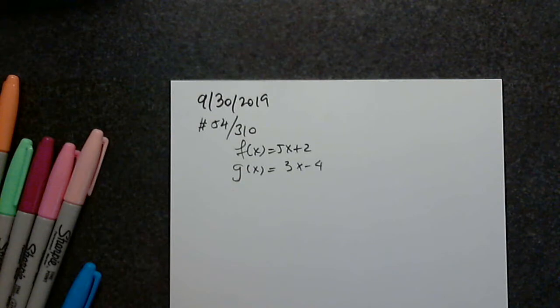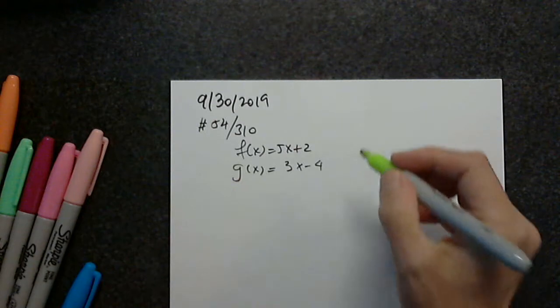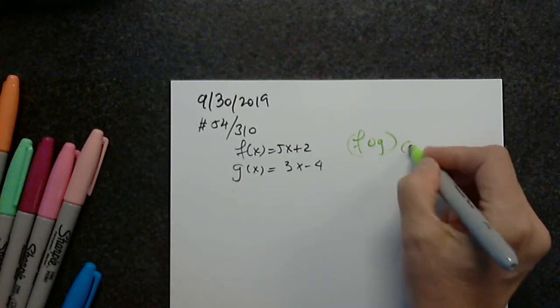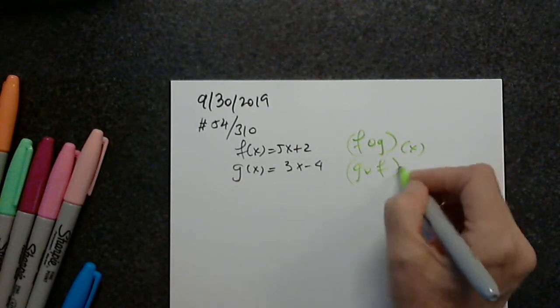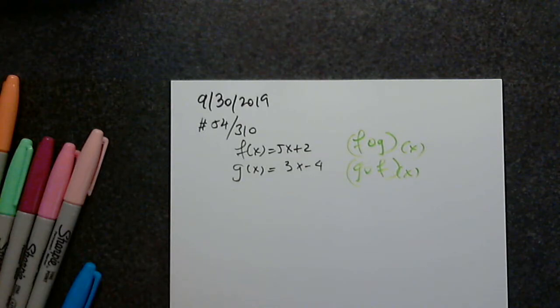When we add, subtract, multiply, and divide functions, they must have a common domain. If they don't have a common domain, there is no point in creating those functions. They don't exist. Here, when we're asked to find the function composition, there is no discussion about common domain. They do not have to have a common domain.